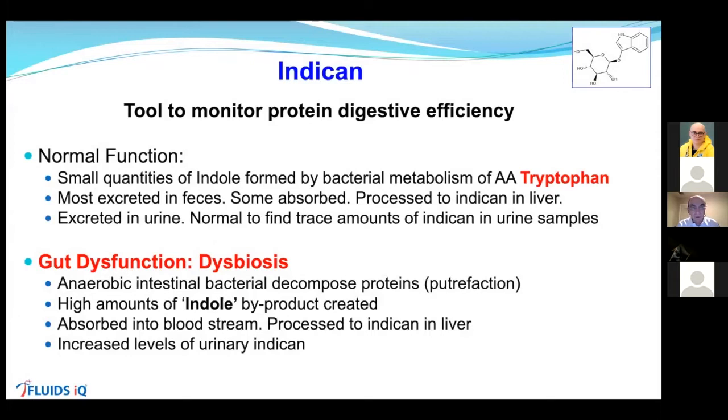So remember, normal function, small quantities of indole will be formed by bacterial metabolism, metabolizing the amino acid tryptophan, and most of it is excreted into the feces. Gut dysfunction or dysbiosis, you get anaerobic intestinal bacteria that are in greater numbers because of the dysbiotic behavior. They will decompose the proteins in an incomplete way, causing what has traditionally been known as putrefaction. And it is that element of putrefaction which we are seeing in the urine when we see Indican. Much higher amounts of indole are being produced.